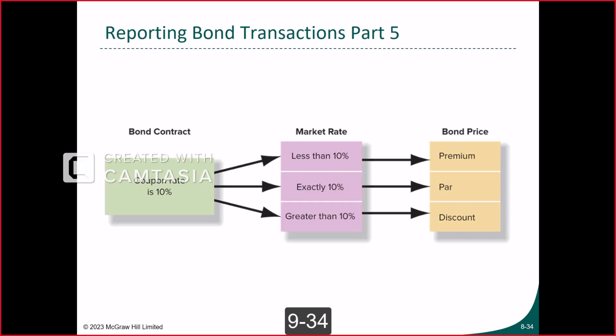So if we are issuing bonds as a company, do we want them to be less than the market rate when it comes back to buying them so we can buy them back at a discount?